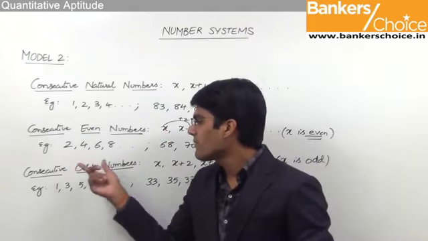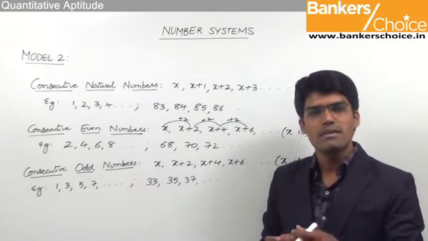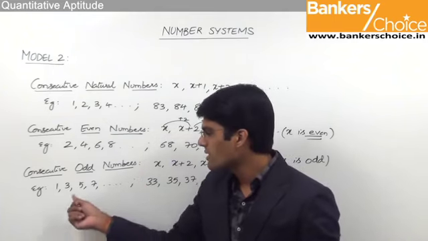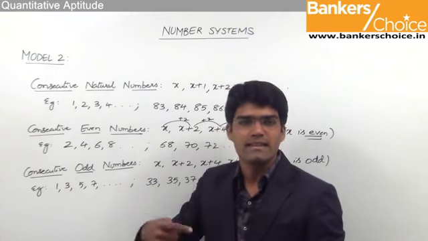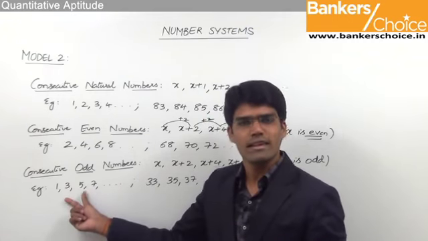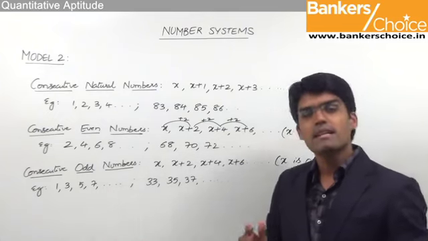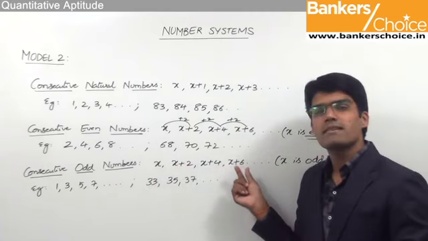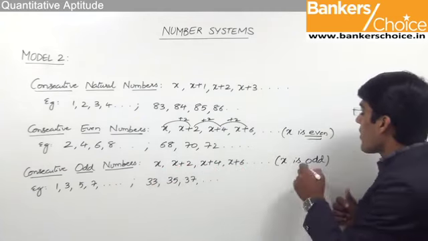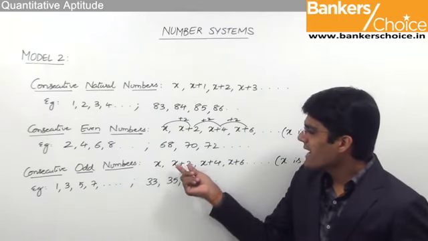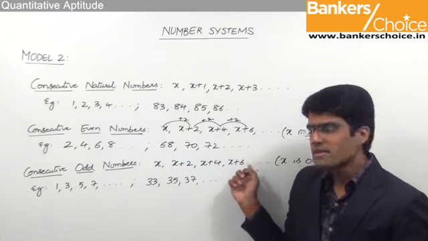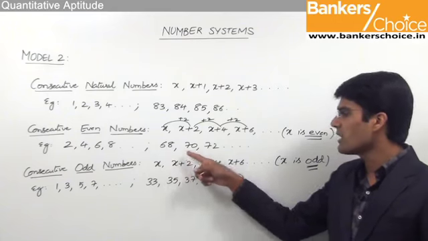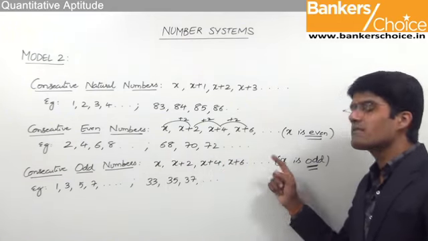Likewise, we also have consecutive odd numbers. Now consecutive odd numbers are odd numbers in a row. For example, 1, 3, 5, 7 can be treated as consecutive odd numbers. Why? Because we see they are all one after the other in succession. So these are successive odd numbers, or we can call them consecutive odd numbers. Now consecutive odd numbers are also represented as x, x plus 2, x plus 4, x plus 6 and so on, where x is odd. That means the difference between two consecutive odd numbers is always 2. Plus 2 gives the next number, again plus 2 on the next number gives the third number, plus 2 on the third number gives the fourth number and so on.